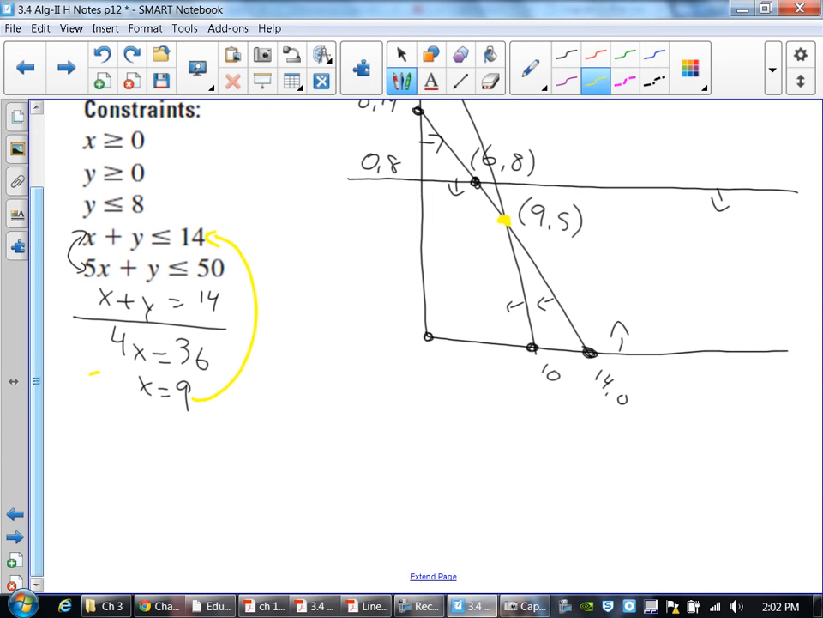Yes, ma'am. Wait, why did you use that equation? I'm confused. For what? So you took x plus y equals 14? Yeah, but why did you do that? Because I was figuring out where those two equations were intersecting each other. The x plus y equals 14 and the 5x plus y equals 50. Those two intersected somewhere, and I was just using a system of equations to figure out where. So I just subtracted. Oh, I used elimination. That's it. Okay.